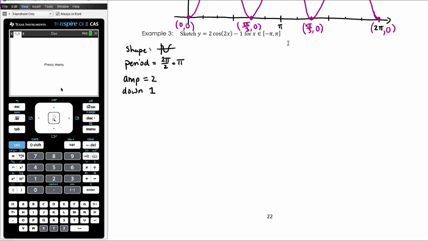Okay, so again, thinking of combining this information together to think about range. Down by 1, the centre of the graph will be at y equals negative 1. The amplitude is 2, so we're going to go from 2 below negative 1 to 2 above negative 1. Okay, so that means our range is going to be negative 1 minus 2, which is negative 3, negative 1 plus 2, which is positive 1.